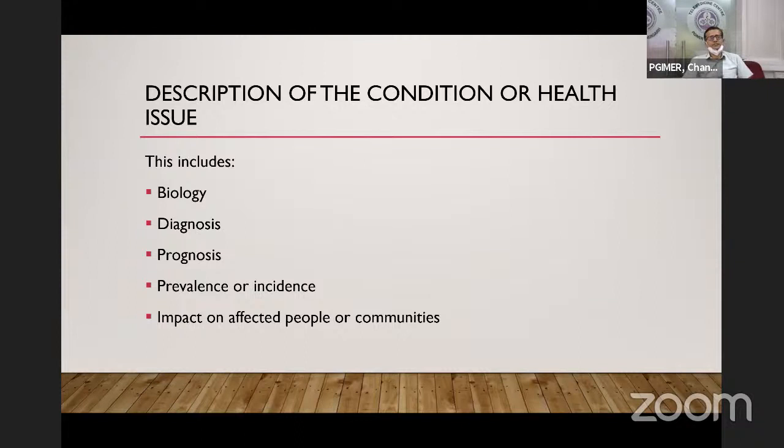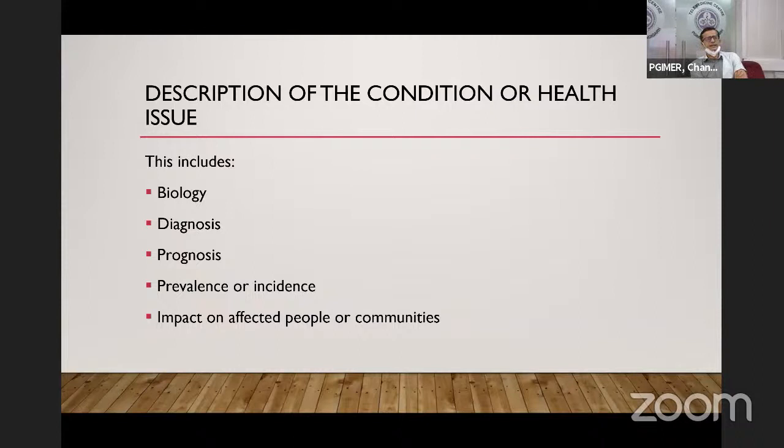First comes the description of the condition or the health issue. You have to include the biology of that condition, and describe how the disease is caused. If it is asthma or something you are doing the research on, you have to give how this asthma is being caused. What are the different cytokines, environmental factors or genetic factors which are causing this. So you have to explain its biology.